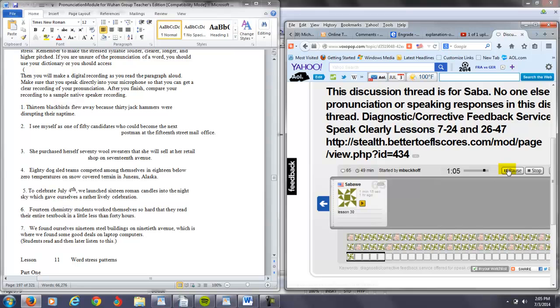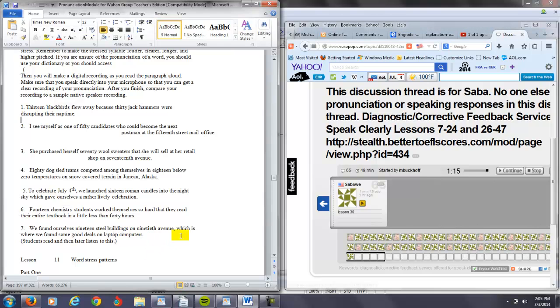7. We found ourselves 19 steel buildings on 19th Avenue, which is where we found some good deals on laptop computers. Now here, I would say 90th, on 90th Avenue. So we found ourselves 19 steel buildings on 90th Avenue, which is where we found some good deals on laptop computers. Alright, so word stress, my pronunciation course is getting more difficult for you, so you're having a little bit of trouble with some of these exercises. It's okay though, keep working, be patient, watch a lot of TV, keep speaking with native speakers.